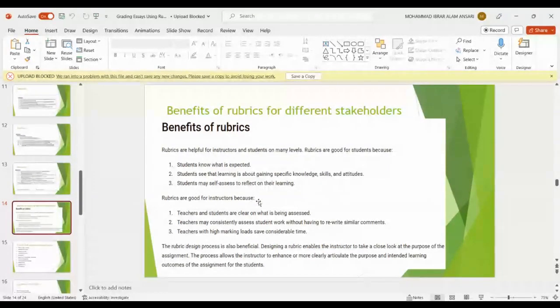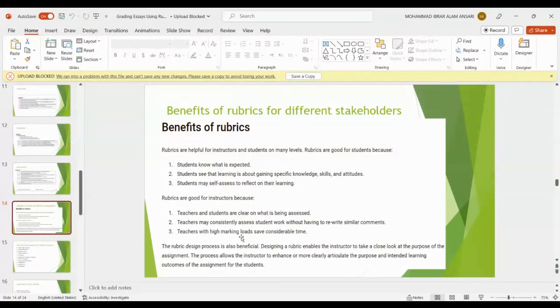Now, what are the benefits that it has for instructors, teachers? Teachers and students are clear on what is being assessed. Yeah, so both parties know, which I've already talked about. So both parties know exactly how to assess and how assessment is done. Teachers don't have to write comments. Instead of writing comments, you can direct the students to the rating scale or rubrics, for example.